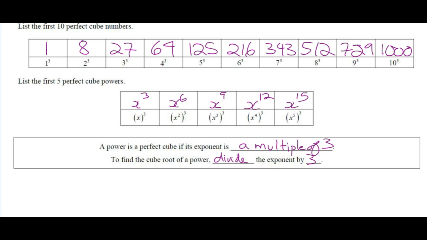So you cube root numbers. What's the cube root of 512? 8. What's the cube root of x to the 15th? X to the 5th. Divide that by 3, get its cube root.